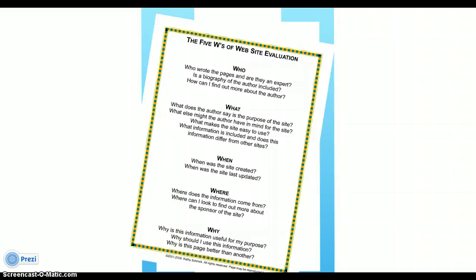And this approach is so transferable to life and should be very simple. And she thinks about sources based on all those 5 W's. So who wrote the pages? Who's the expert? How do they have that authority? What are they saying? What's the purpose? What makes it easy to use? What makes it different from other sites? When was the site created? When was it last updated? Is it something that's up to date? Where does it come from? Who's sponsoring the site? And ultimately, why is this information important to me and what I'm trying to find out?